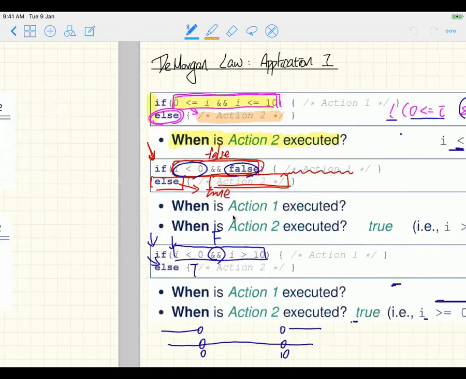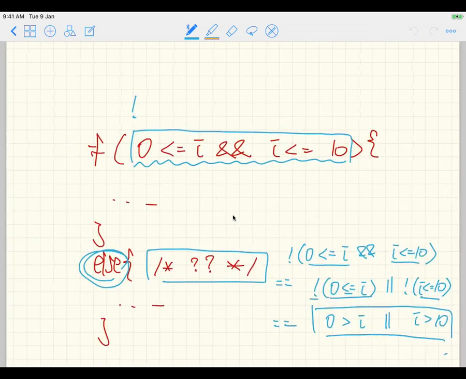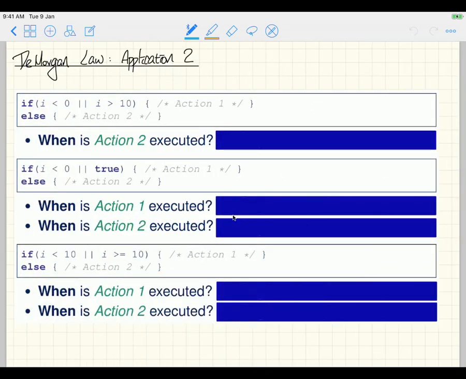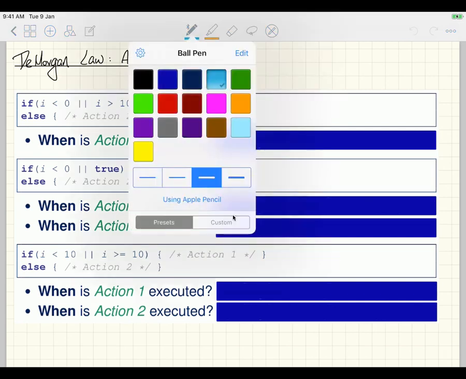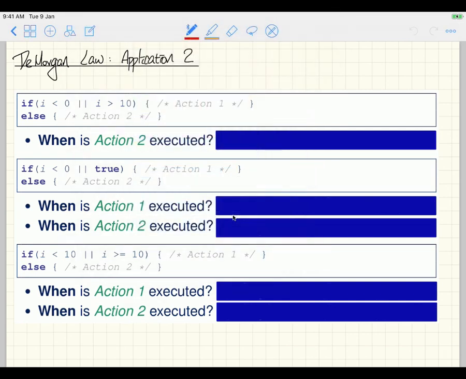Now, let's have a look at the example very quickly. We're going to do basically the same exercise over here. I'll just show you one of them, and the other two I'll leave as an exercise for you. The way you derive the outcome will just be the same. So now let's do the first one over here. I'm going to copy to the iPad and then show you. Here we got i less than 0 or i larger than 10. So what does that mean?